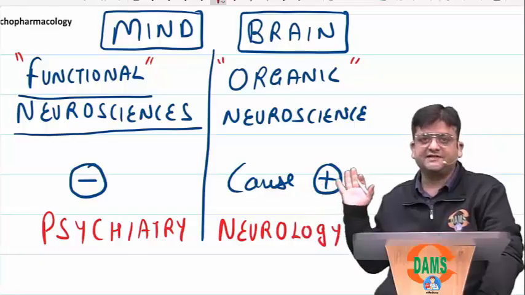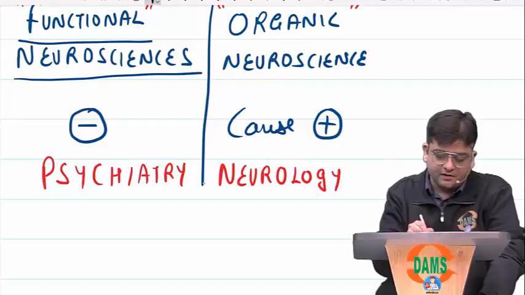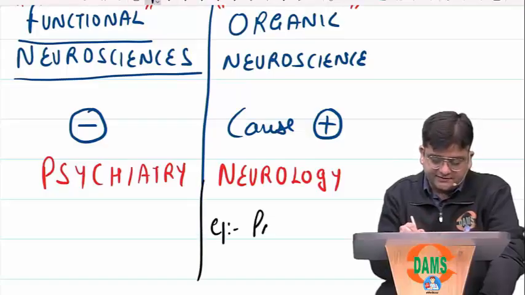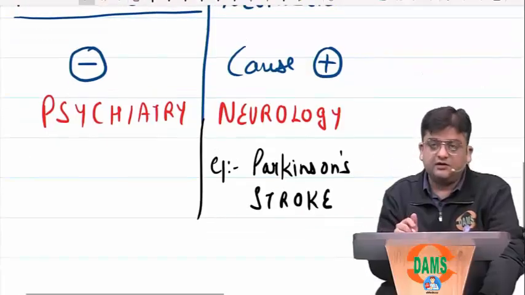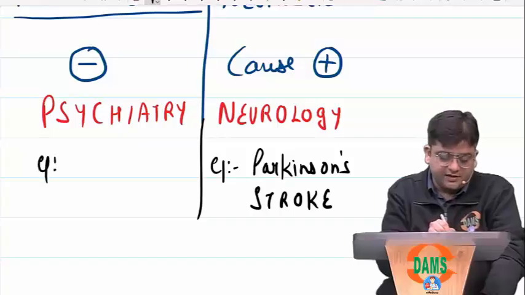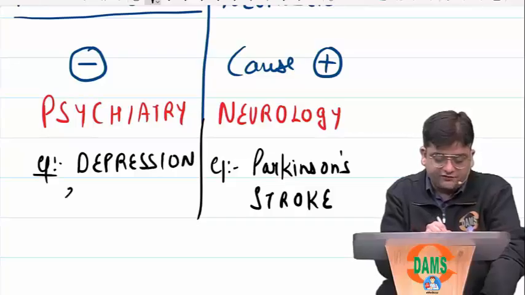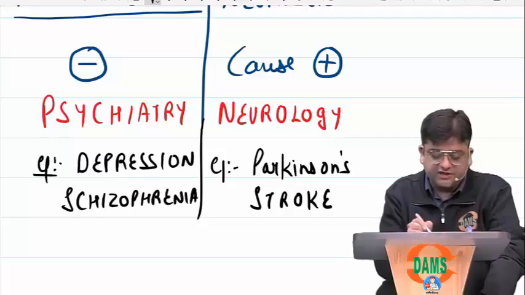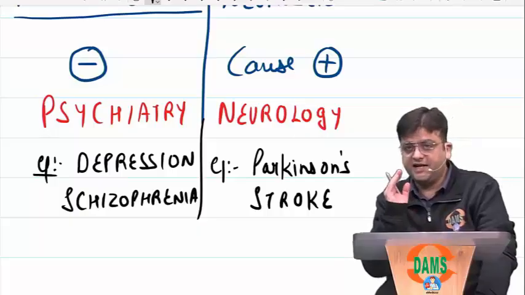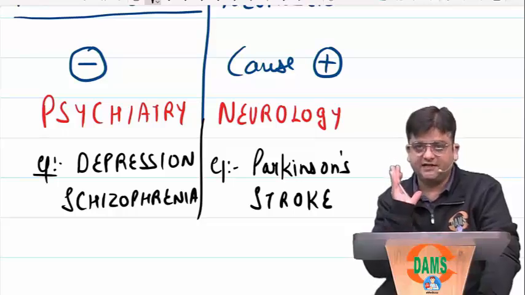When the cause is known, for example, Parkinson disease, stroke, cerebrovascular accident, the cause is known. Example, depression, where the exact etiology is not known. Schizophrenia, where the exact etiology is not known, comes under functional. Let me clarify. We are going to discuss functional neurosciences, that is psychiatry.